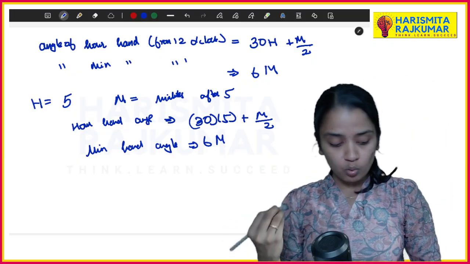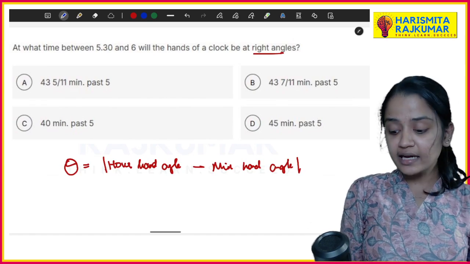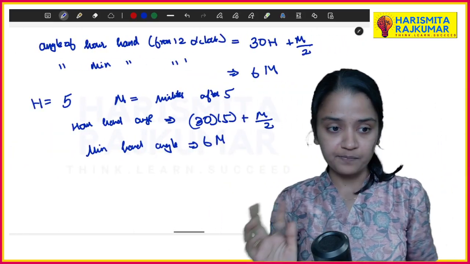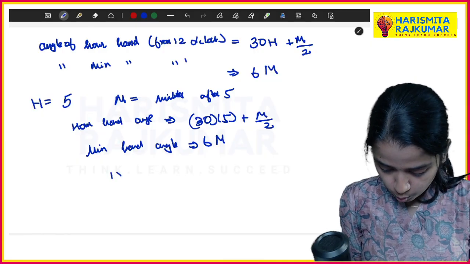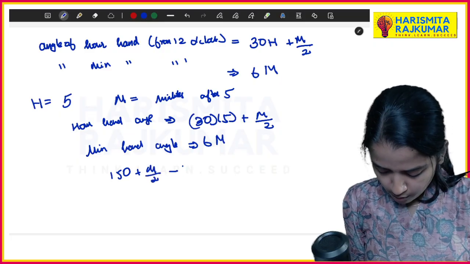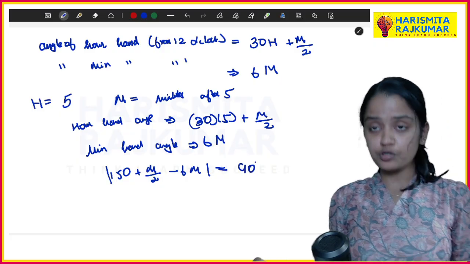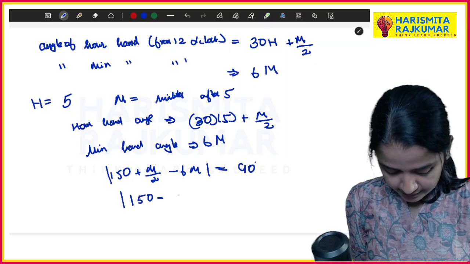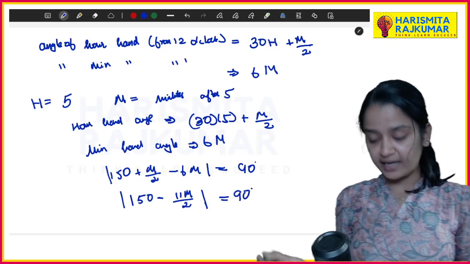Okay. Now what I am going to do is substitute in this formula. Here theta is 90 degrees, because they asked for a right angle. So 150 plus M by 2 minus 6M, mod of that, gives you 90 degrees. Likewise, 150 minus 11M by 2, mod, gives you 90 degrees.